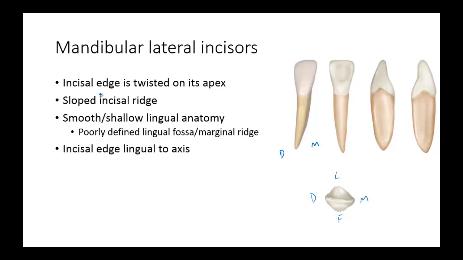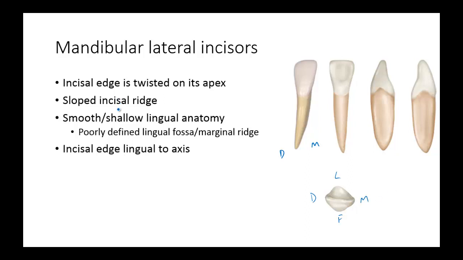What I mean by the incisal edge is twisted on its apex is that when you go mesial to distally, the incisal edge is going to curve towards the lingual surface. So this is curving lingually, and what that does is now you can see more of the facial side as you go mesial to distal. So mesial to distal, the incisal edge twists or curves lingually. Now you're going to expose more of the facial surface when you're looking at it on the incisal edge. That's why this part here is much bigger than this part right over here.